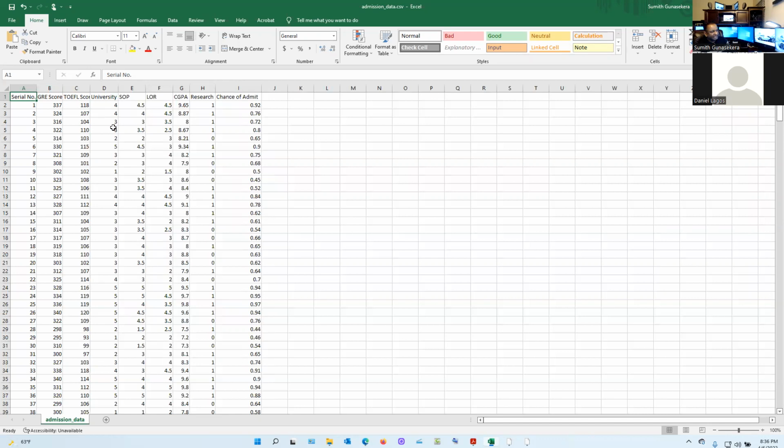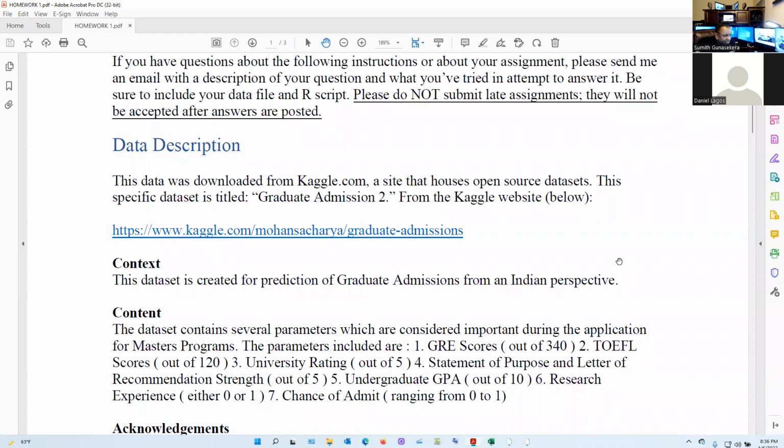This one is university ranking. The statement of purpose has to be written by you, saying why you really want to pursue graduate studies in that particular area of specialization. The letter of recommendation comes from your referees, then your cumulative GPA, and whether you have done research as an undergraduate or not. What's the chance of admit? By looking at this data set, let's see what we are trying to achieve.